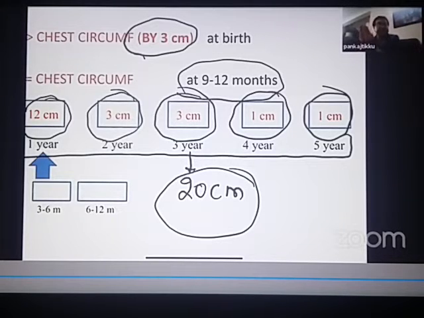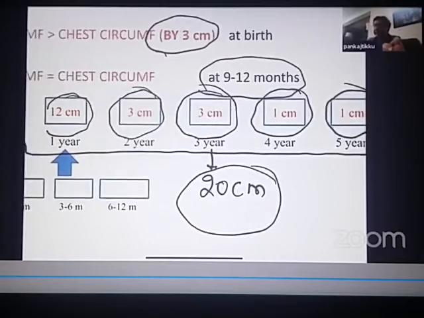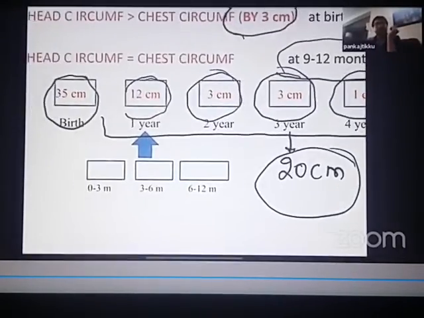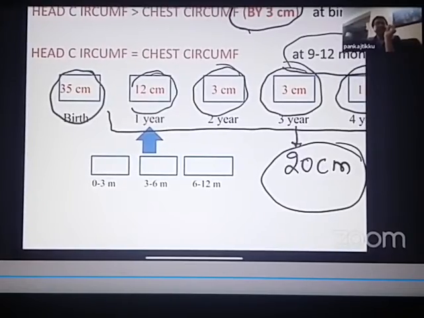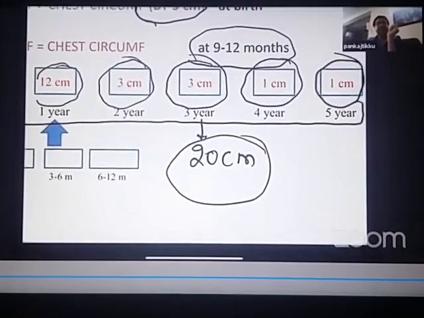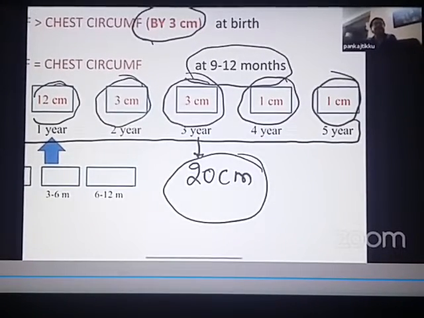birth? 35 centimeters. Remember what was the length at birth? Length at birth was 50 centimeters. What is the head circumference at birth? The head circumference at birth is 35 centimeters. After 35 centimeters head circumference at birth, in 5 years, how much does the head circumference increase? You can see it increases by 20 centimeters.